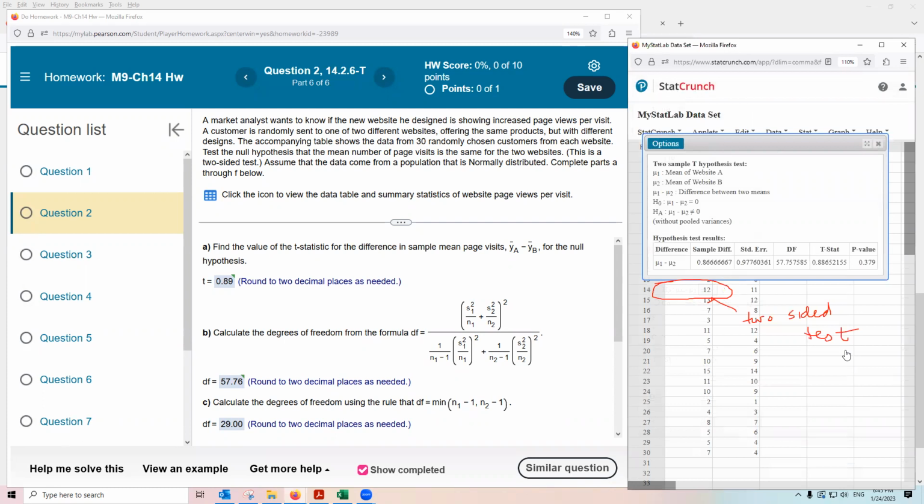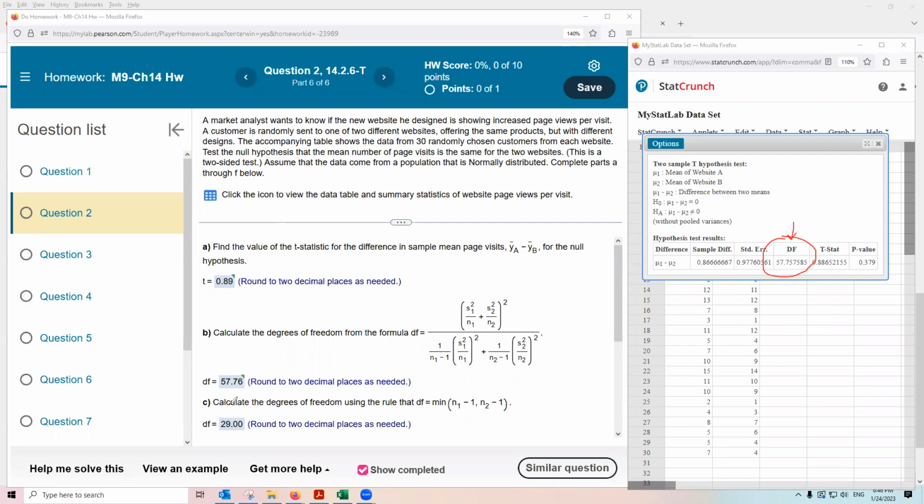All right, here's the output. So the first question I'm being asked is, what is the test statistic? Well, if you notice right here is the test statistic, 0.89. Then it says calculate the degrees of freedom using a messy formula. Well, good news, StatCrunch does this for you. Here it is, degrees of freedom is 57.76.